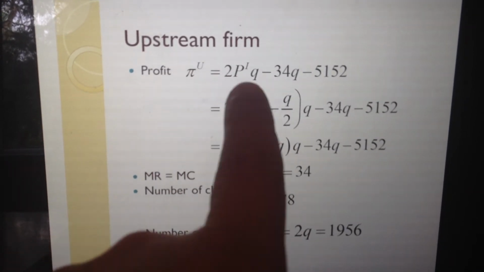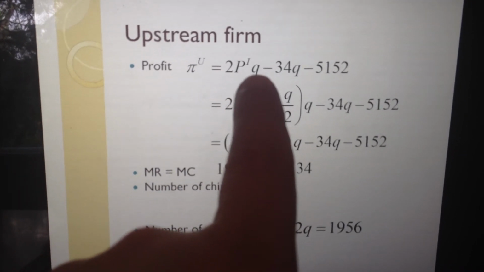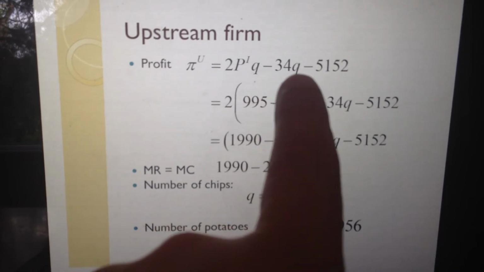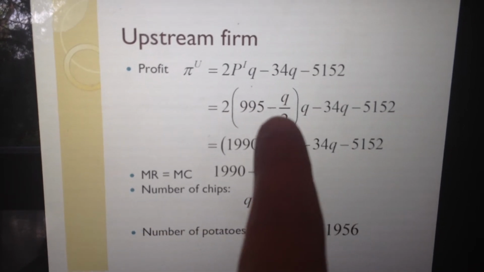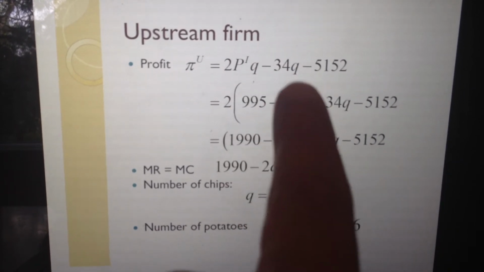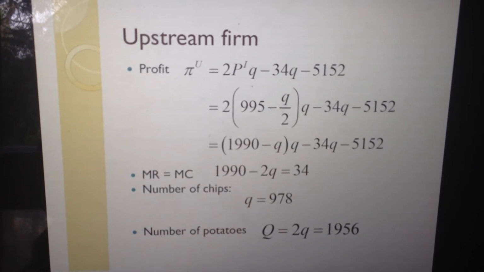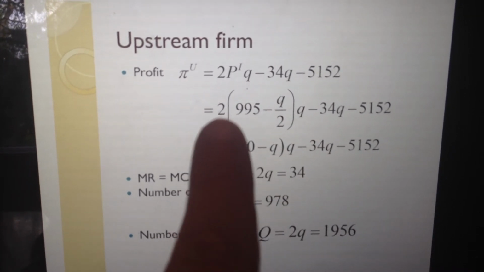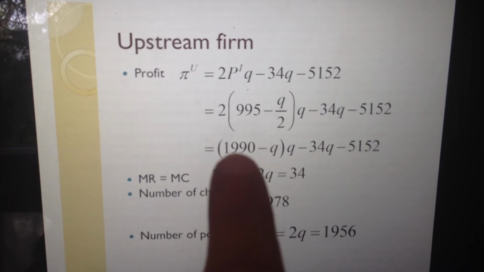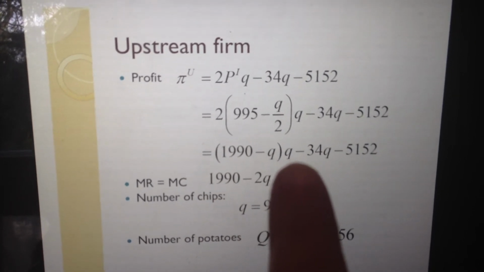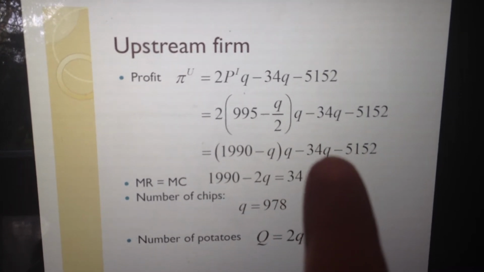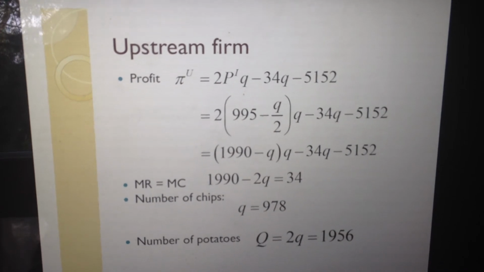So their profits were 2 times the price of potato times the amount of chips, minus 34 times the amount of chips, minus fixed cost. And all I'm doing here is plugging in that inverse demand curve I just found out. So I'm going to get rid of this 2 here, multiply through by 2, so I get 1990 minus Q times Q, minus 34 times the number of chips, minus 51.52.